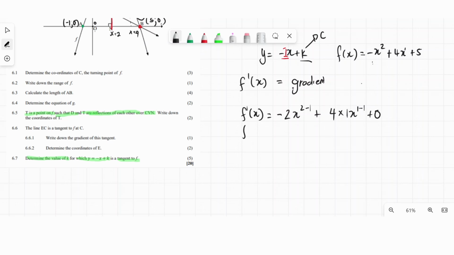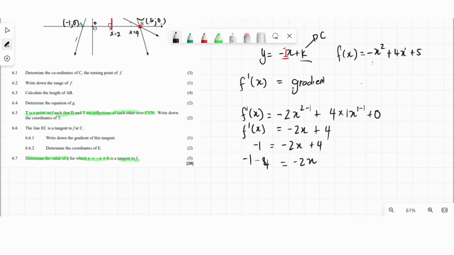Then simplify this, so f prime of x is going to be equal to negative. Since we're done finding f prime of x, we need to equate this gradient to the gradient that we already have, which is negative 1 from the equation. So this side is going to be negative 1 is equal to negative 2x plus 4. Then we're going to solve for x because we're looking for coordinates. We take the 4 to the other side, so negative 1 minus 4 is equal to negative 2x. Then this is negative 5 is equal to negative 2x. Therefore 5 divided by 2 is equal to x. So this is the x coordinate.